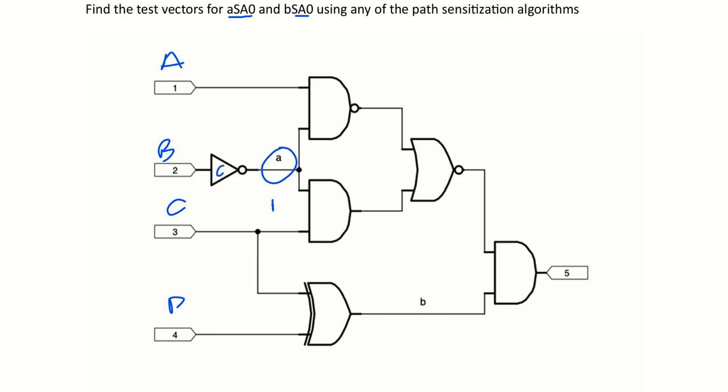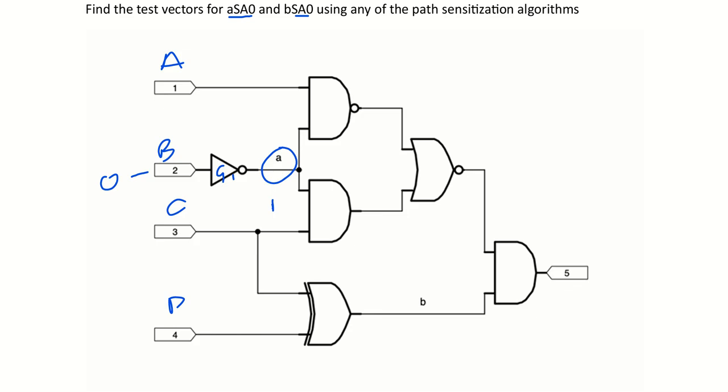Now let's call this gate 1. If gate 1 has to output 1, then B has to be 0, because that's the NOT gate. And this is under the assumption that only one fault occurs in the circuit, there are no multiple faults. So let's say B is 0. That's the only way gate 1 will output 1, and we can activate the fault A stuck at 0.